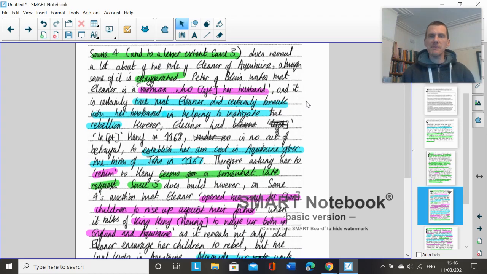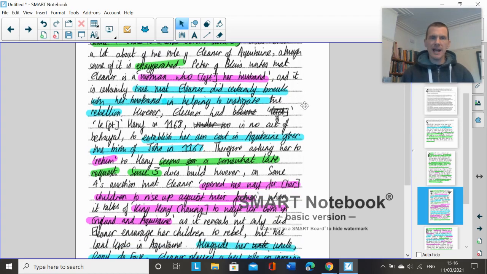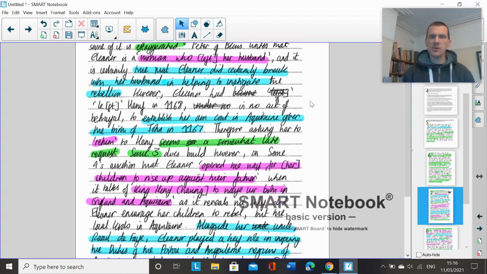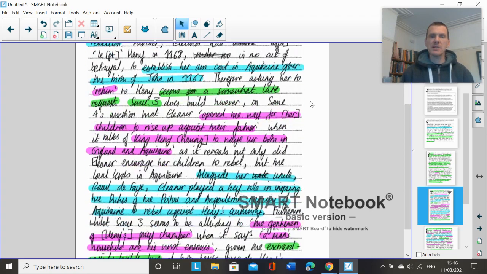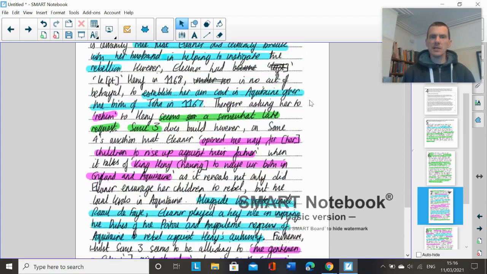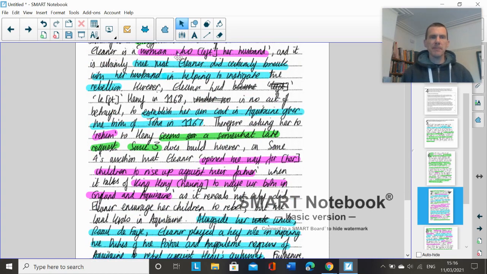So in this paragraph, look, just flicking down it, the pinky stuff is quotes from the source. Blue is use of own knowledge. So this is good. And then green, of course, is judgment. Pink, quote, Eleanor of Aquitaine is a woman who left her husband. Blue here saying, yeah, she did leave her husband, but actually she left her husband in 1168. That's 5 years earlier. Seems a funny time to be writing to her to criticize her of that.